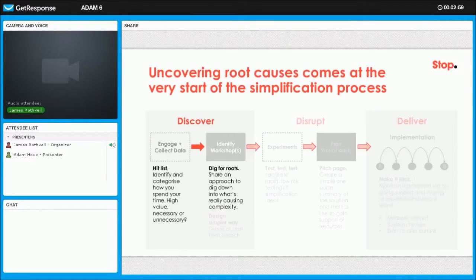So we introduced this last time, the discover, disrupt, and deliver process. Today we're going to cover the first two steps in the process, which are both within discover. Those are creating a hit list, which is identifying ideas and opportunities for where your organization could be simpler.